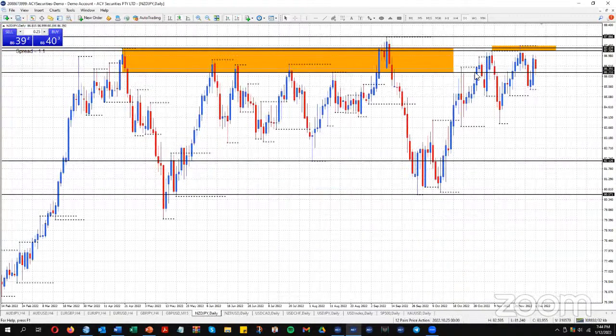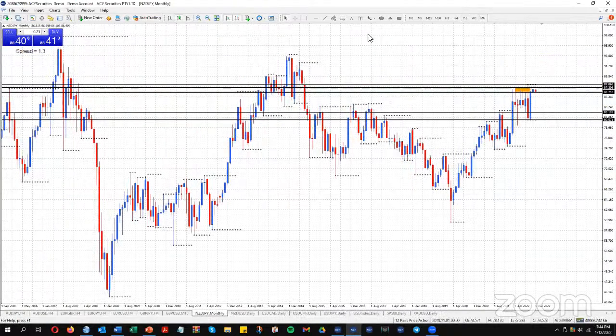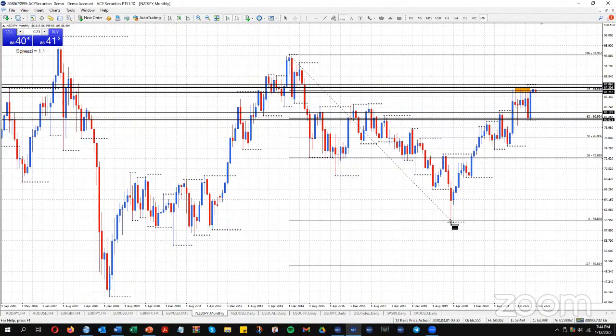Let's go back to the New Zealand yen so I can see what Tony was talking about on the monthly. All right, so the monthly, you're talking about that range.